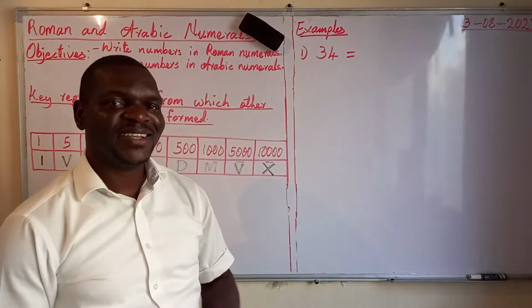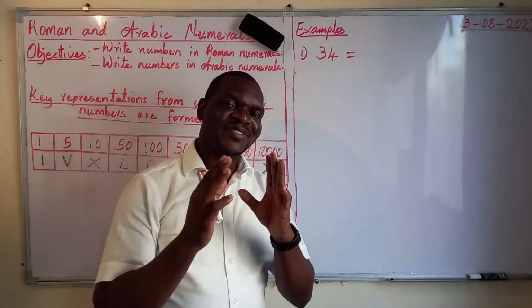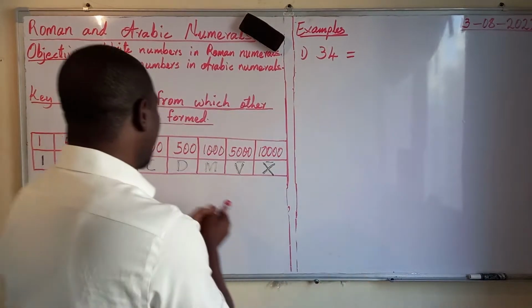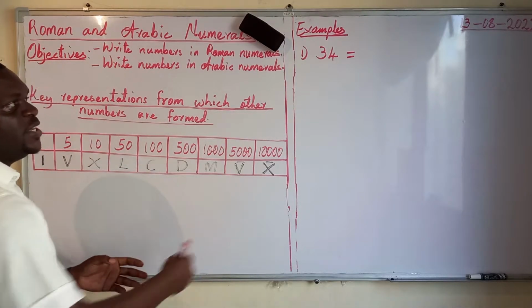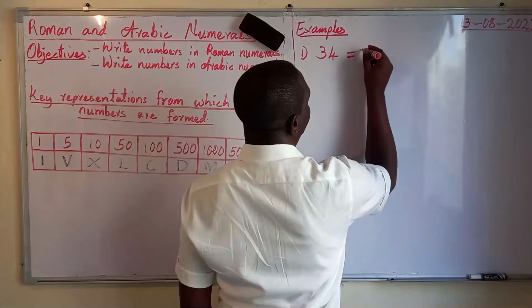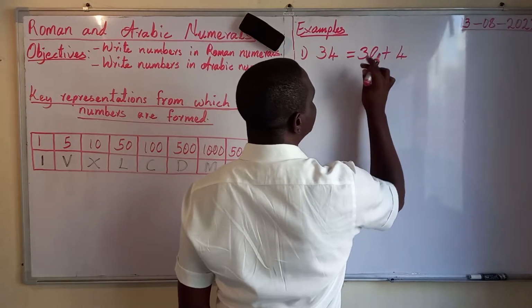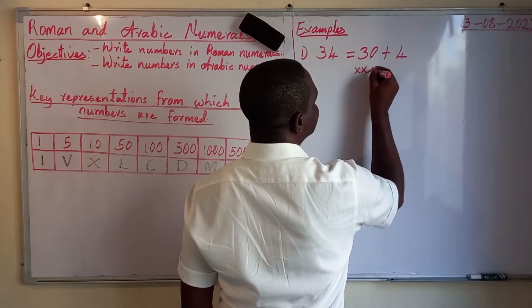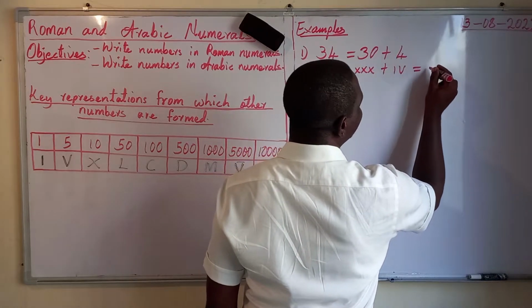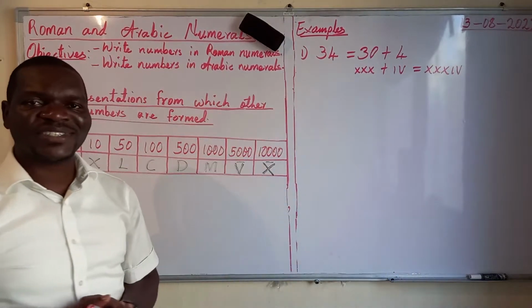Here we have 34 to be written in Roman numerals. This is the first thing to do. When a number is given, try to break it into as many whole numbers as possible. So 30 can be broken into 2 tens and then ones. 34 will be written as 30 plus 4. 30 is XXX plus 4 is IV. And our answer will be XXXIV. That will give us 34.